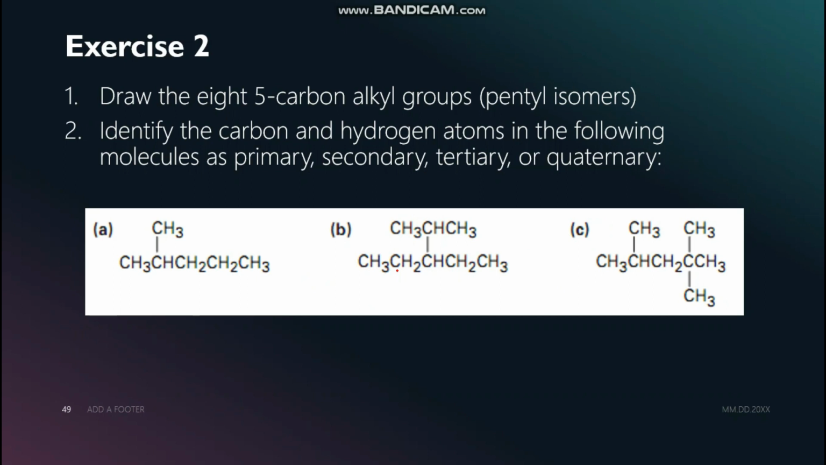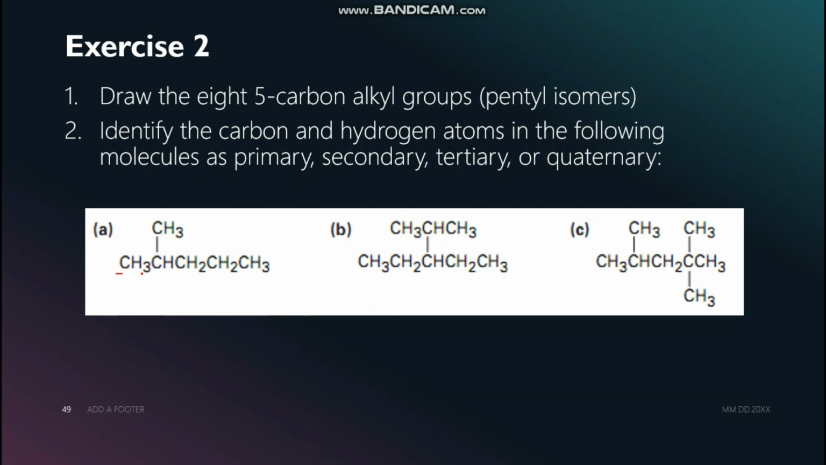Okay, now exercise 2, you draw the 8 carbon alkyl groups or the pentyl isomers. The pentyl isomers are the 5 carbon alkyl group. So you draw the 8 isomers of that alkyl group. Second is identify the carbon and hydrogen atoms in the following molecules as primary, secondary, tertiary, or quaternary.